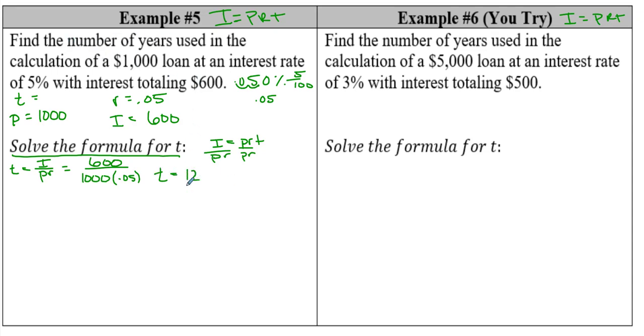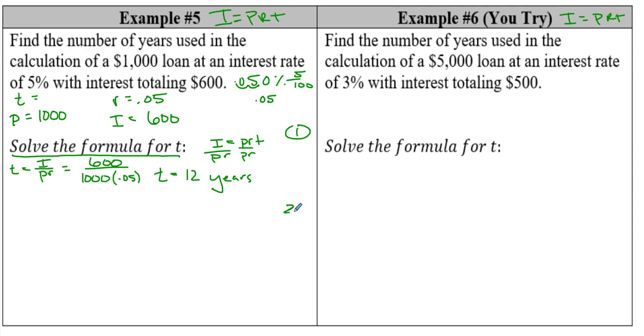And we wanted to know the number of years. So remember, use that context. We're going to write 12 years. So in 12 years, we would gain $600 interest. So this was the first way, by solving for t.